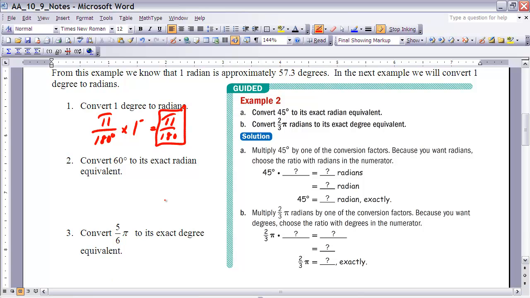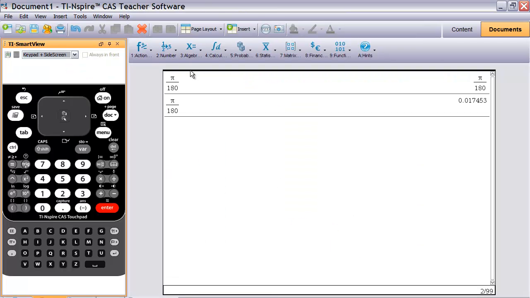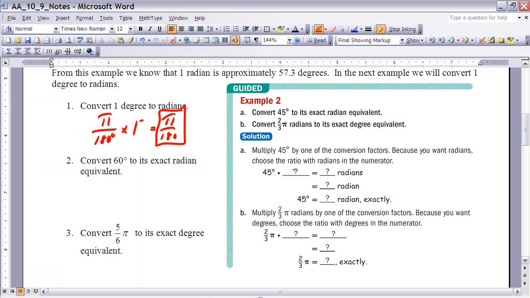Now, if we want to get an approximation to that, we can come to our calculator. And if we look at it on our calculator, pi divided by 180 is going to be about 0.017. So that would be the value that we can use for an approximation. So we could say which is approximately 0.017 radians.